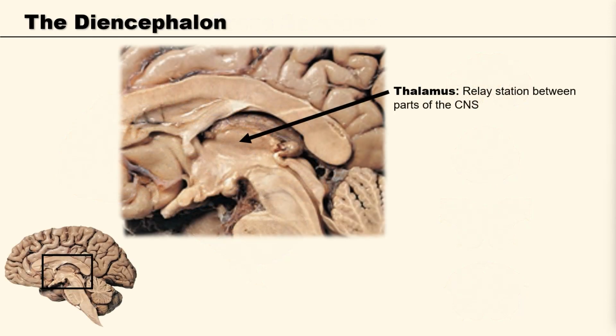The diencephalon is the bridging brain. It is what connects the faraway brain, the telencephalon, to the brainstem. The diencephalon is part of the cerebrum, and in this blown up image we are able to see parts of the diencephalon of interest. The first one is the thalamus, which acts as a relay station between different regions of the brain and the spinal cord. The thalamus acts a bit like a switchboard, directing messages to the appropriate area.